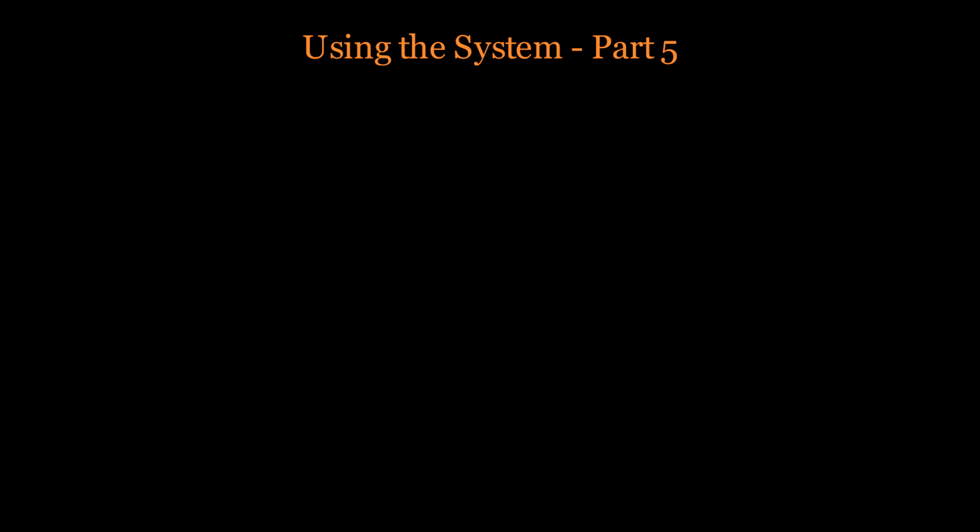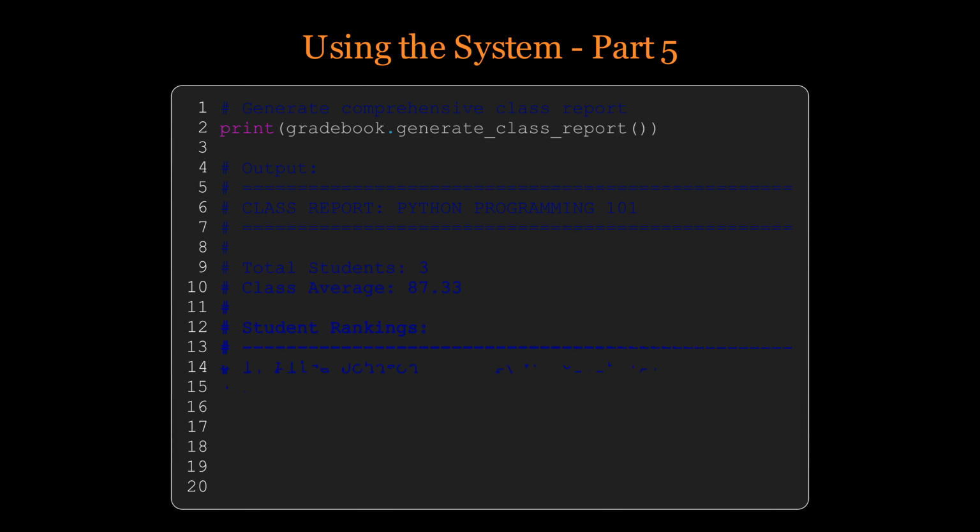Finally, let's generate the comprehensive class report. This brings together all students and statistics into one complete overview, the crown jewel of our system. We call generate class report on the gradebook object. The output is spectacular. It shows the class name, total student count of 3, and class average of 87.33.